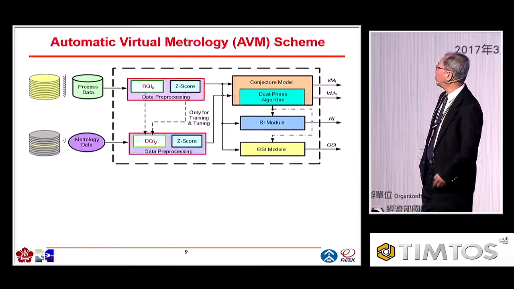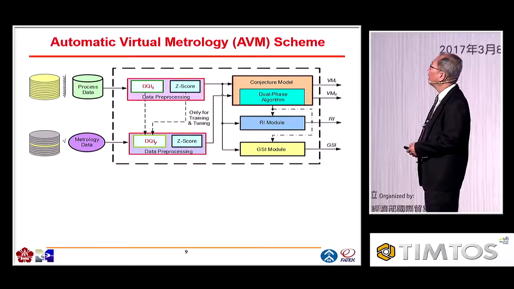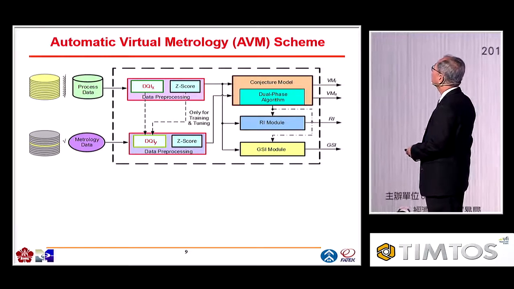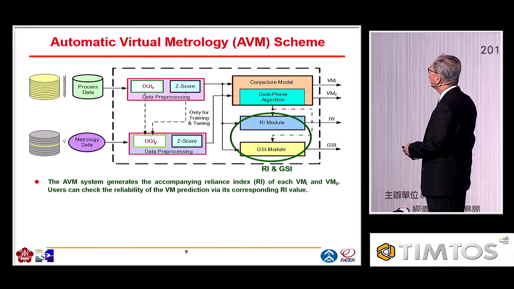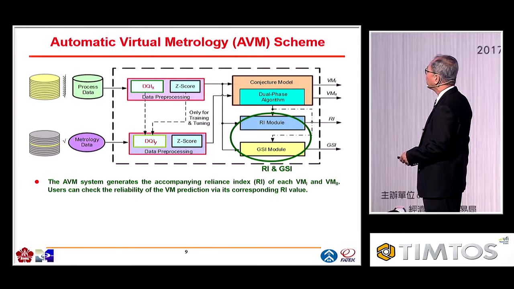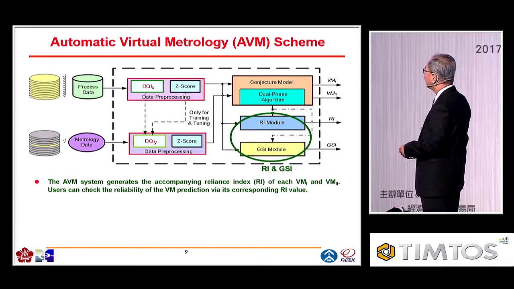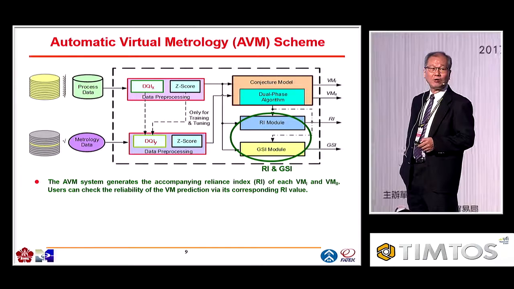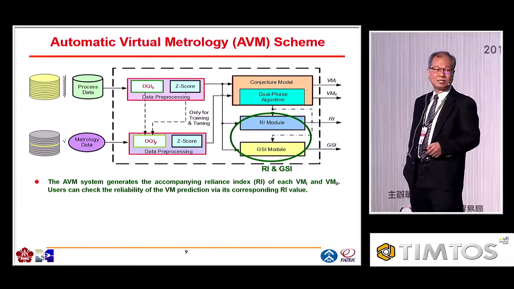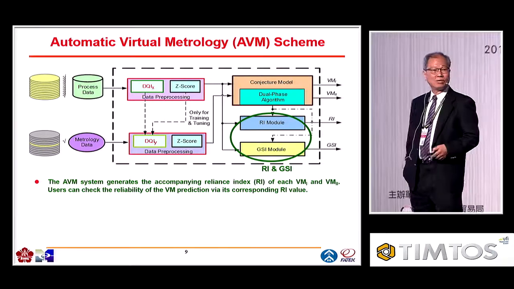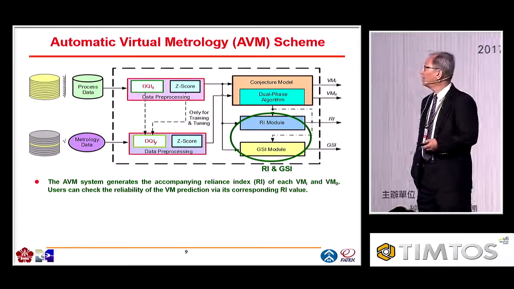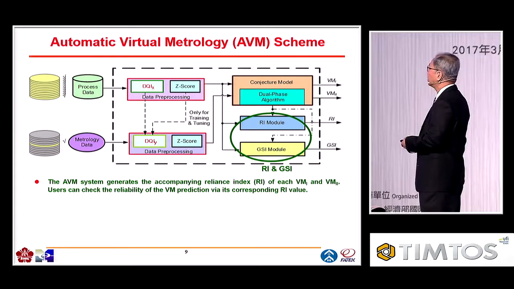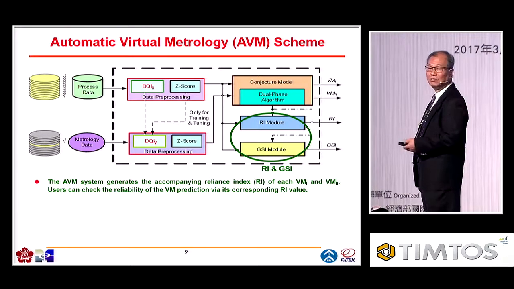So what I propose is this algorithm that I invented. To begin with, we generate a reliance index and a global similarity index, so that we not only provide the virtual metrology value, but also the reliance index. So you know how good it is. Users have confidence in how good it is, so they can use it.